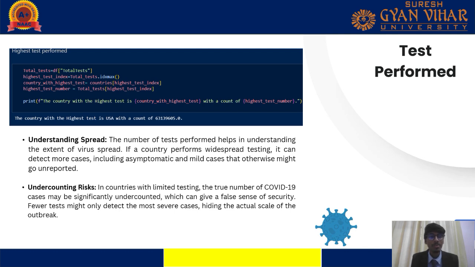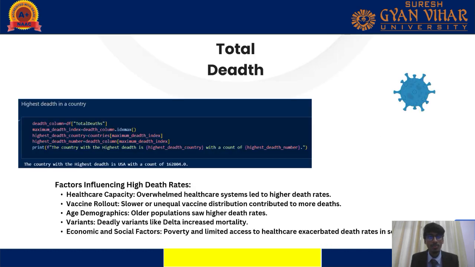The tests performed is also important. If a country is not performing tests, that country will not get more and more positive results, so it is an important factor. The highest test count is in the USA with a given figure. It will help to understand how corona has spread in the country, and the total deaths in a country can also be analyzed by the given data set. The highest death count is in the USA with the given count. This gives a rough idea of which country is more affected by corona.